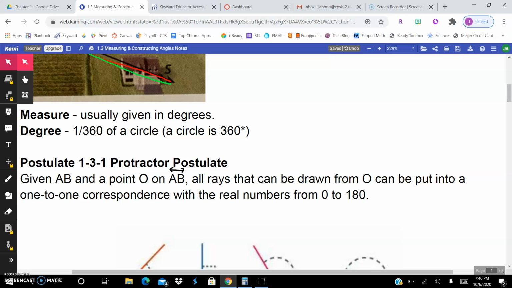Measure is usually given in degrees, so when you're asked to find the measure of an angle, it's normally given in degrees, and a degree is 1/360th of a circle. And keep in mind, a circle is 360 degrees, so 1 degree is 1 out of 360 of those.